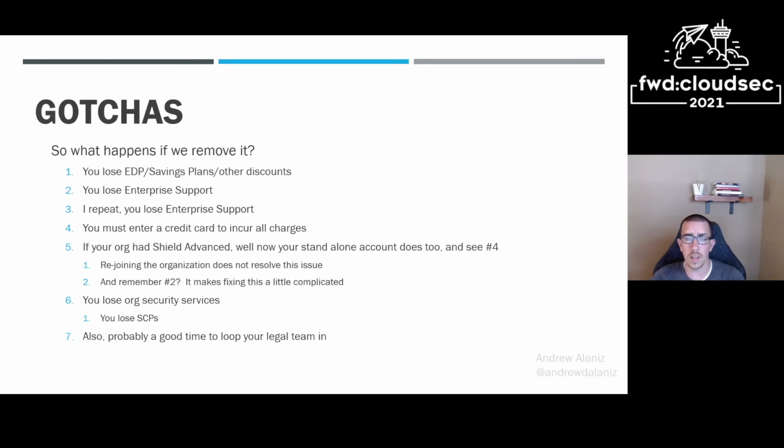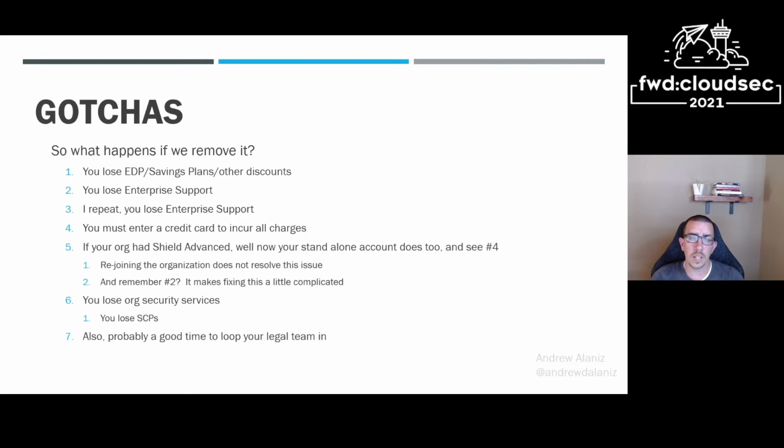Another interesting one that we found was that if you have Shield Advanced running in your organization and you remove that account from the organization, you're not prompted as a reminder. There's no end-user license agreements, but Shield will now be running in that account. Rejoining the organization doesn't seem to solve the problem. And remember that you have a credit card. And so the way Shield works is that if you have it in the organization, it's $3,000 per month, I believe, as of this talk. And that's one time per month for the entire organization. But that's the case also if you have a single account, it's $3,000 per month. And so that's going to be hitting that credit card.